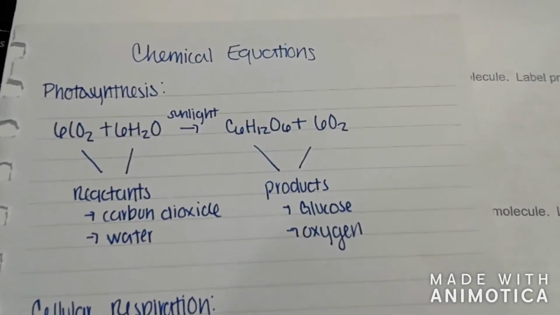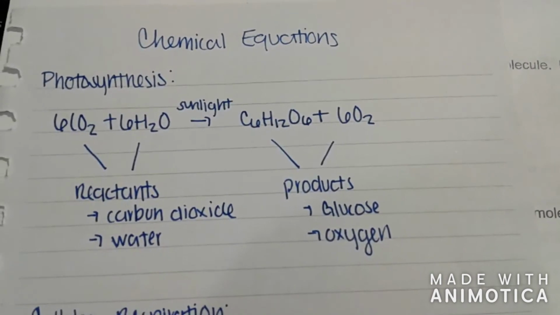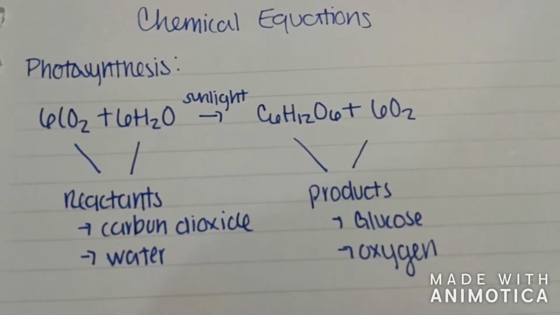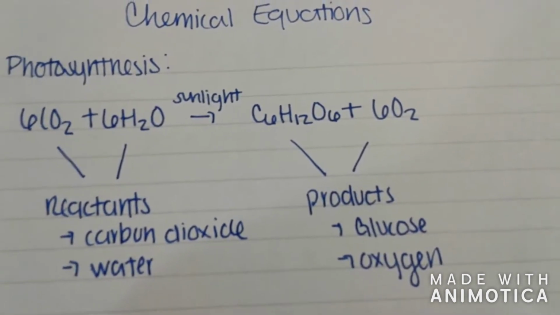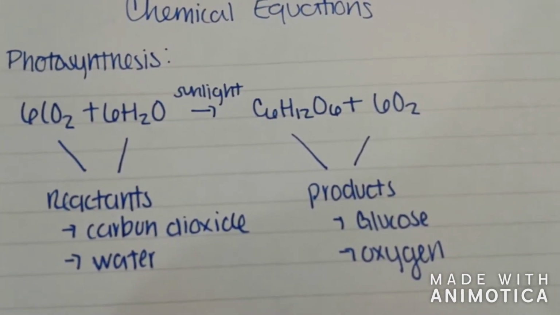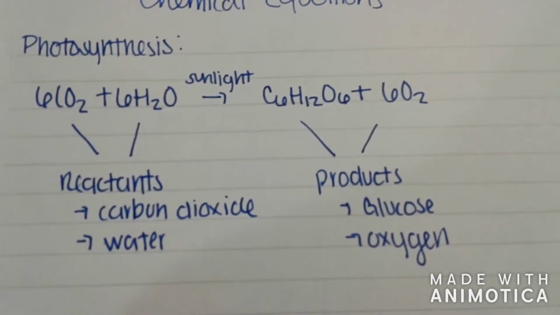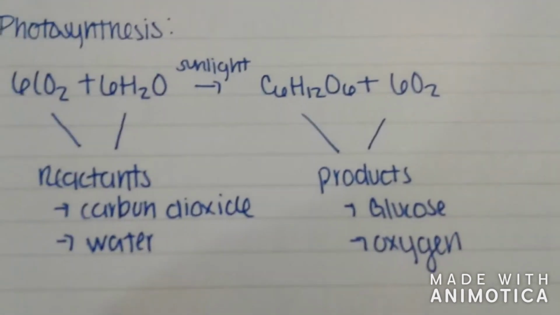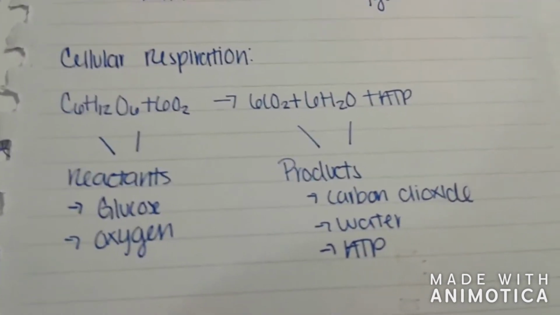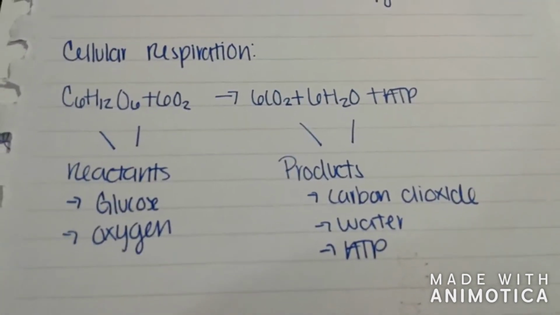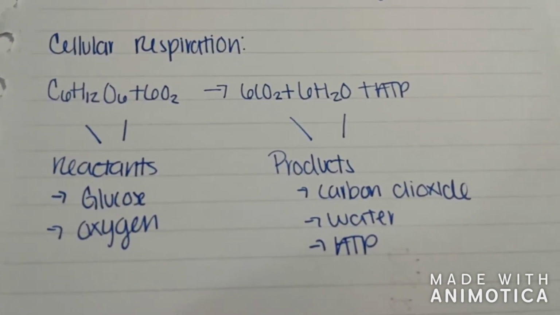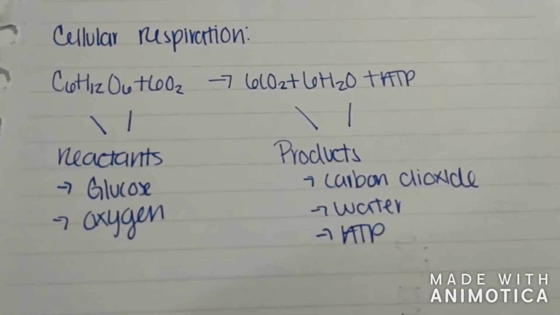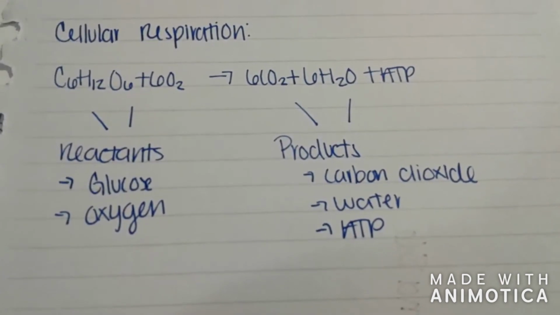So this is the chemical equation for photosynthesis. You have 6CO2 plus 6H2O, and sunlight gives you C6H12O6 plus 6O2, and there you can tell what is what, and they're labeled. This is for cellular respiration. You have C6H12O6 plus 6O2 gives you 6CO2 plus 6H2O plus ATP.